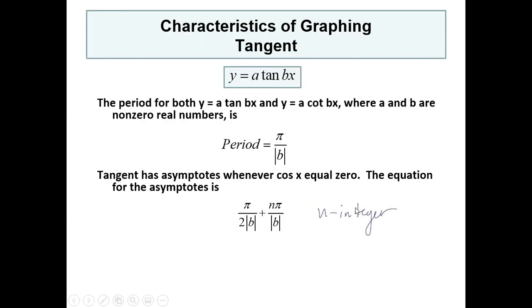All right, characteristics of graphing tangent. The period, instead of 2 pi, is now just pi divided by the absolute value of b, and the asymptotes are pi over 2 times the absolute value of b, plus or minus pi over b times any n. There's going to be an infinite number of asymptotes for the tangent function.